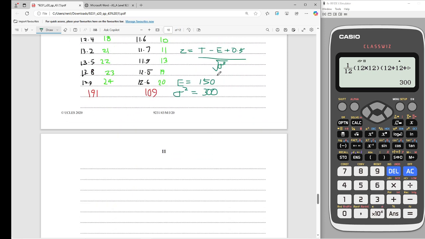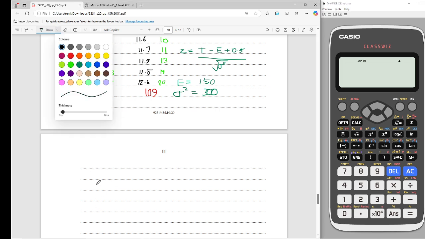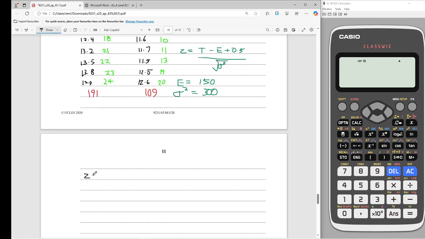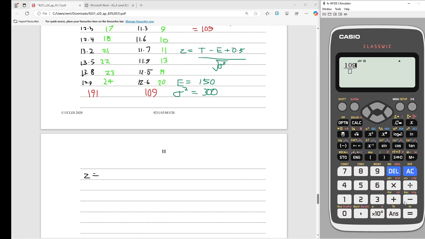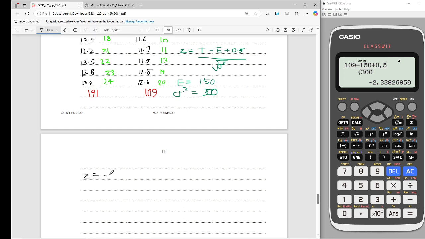Now we can plug in these values into our equation. So that means that z is equal to t value 109 minus expected value of 150 plus 0.5, whole divided by root of 300. This gives us negative 2.338. We keep it to 4 significant figures for this one as well, and this has a very good reason why.